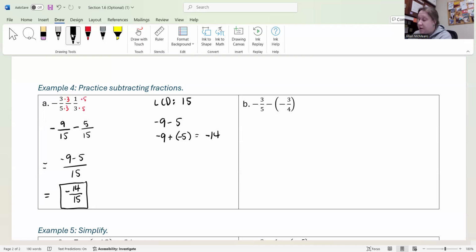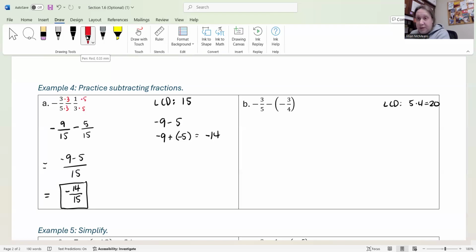So in this case, the LCD really is just going to be 5 times 4, or 20. So 5 is prime. It's not a factor of 4. Just multiply the two. All right, so now let's figure out what we need to multiply both fractions by to get equivalent forms where the denominator is the LCD.